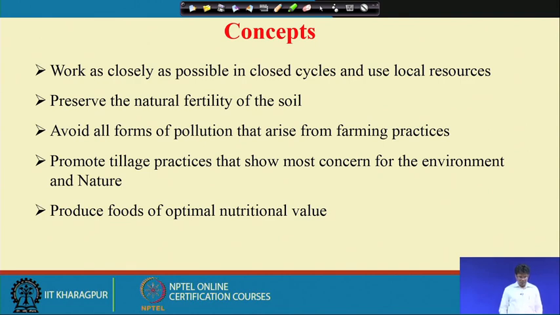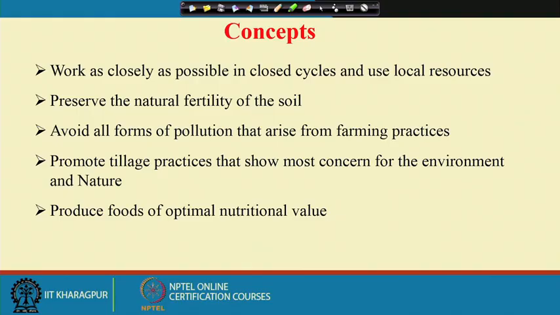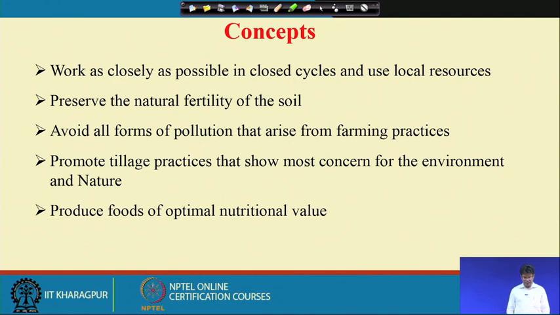In other countries, I can say developed countries like the US, the tillage practices have been changed from conventional to minimum tillage practices, so that we can minimize the emission of greenhouse gases, the so-called carbon dioxide, from the soil to the atmosphere. Because by rapid opening of the soils through conventional tillage, more carbon dioxide is emitted to the atmosphere. So in organic farming, we need to go for minimum tillage, so that we minimize the global warming potential. Then produce foods for optimal nutritional value.